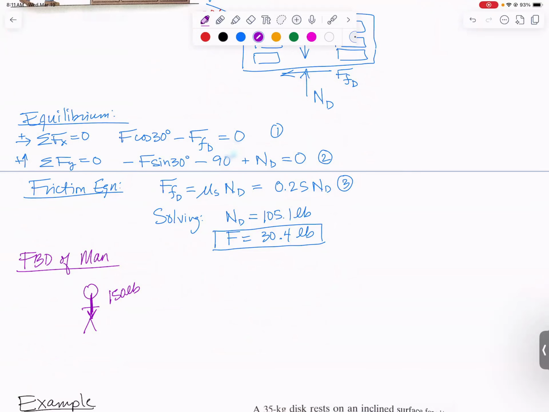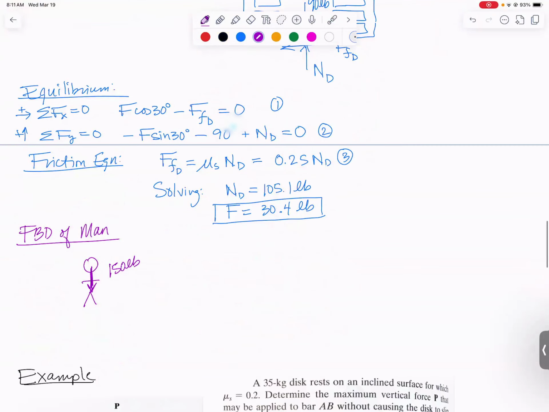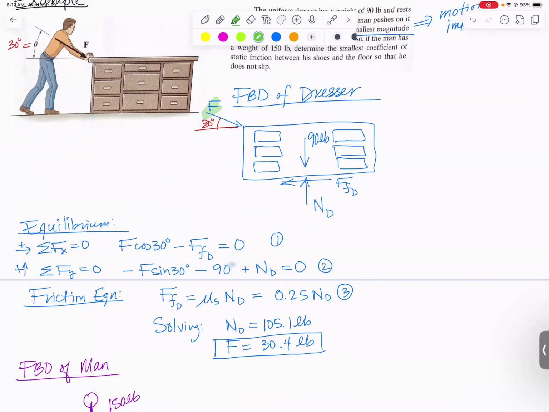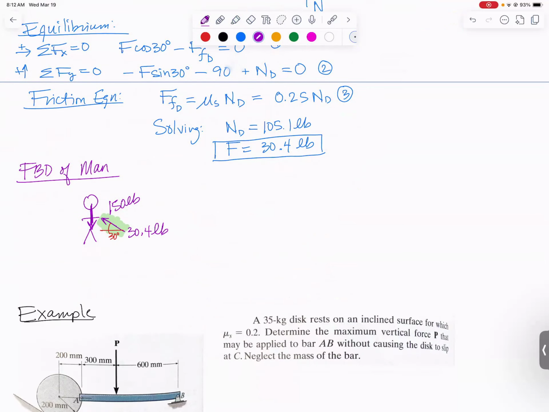Then he is pushing on the dresser, down and to the right, with a force of 30.4 pounds. That means the dresser is pushing back up to the left on him with 30.4 pounds at that same 30-degree angle. We tend to sometimes forget that a person pushing on a thing is just like two bars pushing on each other. So just like with frames and machines, if we draw a down and to the right force here, we have to have an equal and opposite up and to the left force on the other thing that's contacting the dresser. And then at the ground, we're going to end up with a normal force on the man.